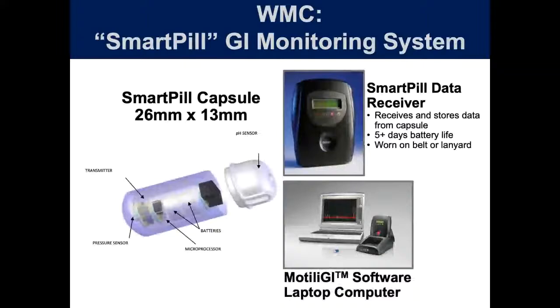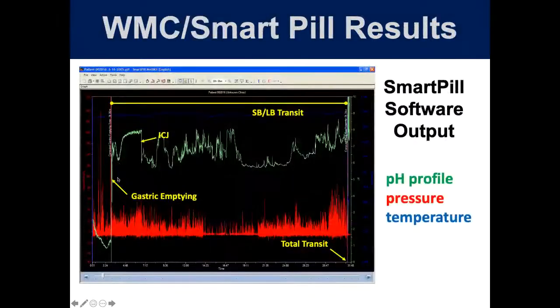Here's the smart pill, which we now use. And we do this routinely at Jewish Hospital. It's swallowable, wearable. People wear an external receiver that has 5 days of battery life. And then when it comes back, you can look at gastric emptying by pH. You can look at motility by the contractions, and you can look at temperature to see when it leaves the body. So basically, it's a very useful technology.